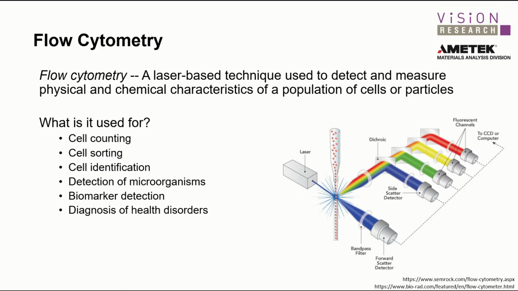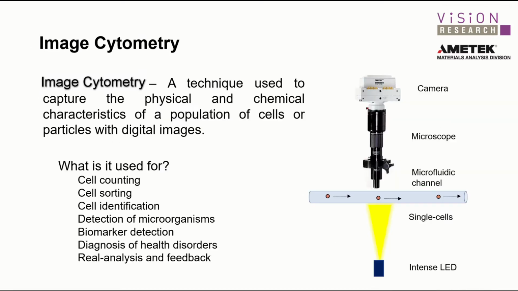Now, image cytometry is actually a little bit more simple, at least from the experimental point of view. Image cytometry is a technique used to capture the physical and chemical characteristics of a population of cells or particles with digital images.